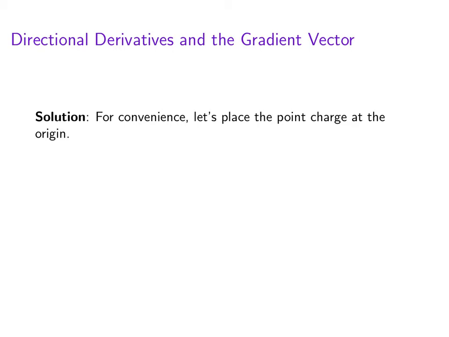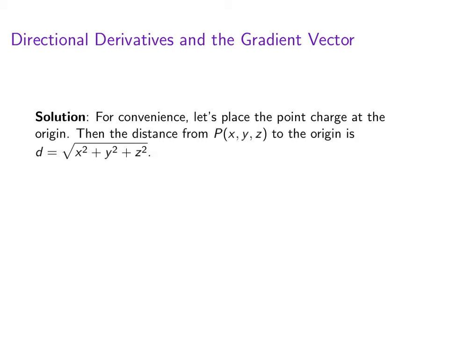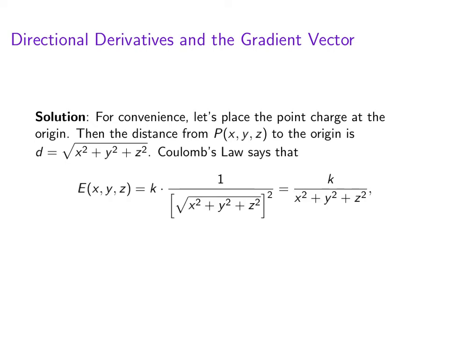Now, for convenience, let's put the point charge at the origin. We know that the distance from the point P to the origin is the square root of x squared plus y squared plus z squared. So Coulomb's law tells us that the strength of the electric field is equal to k times 1 over the square of the distance. And that works out to k over x squared plus y squared plus z squared.